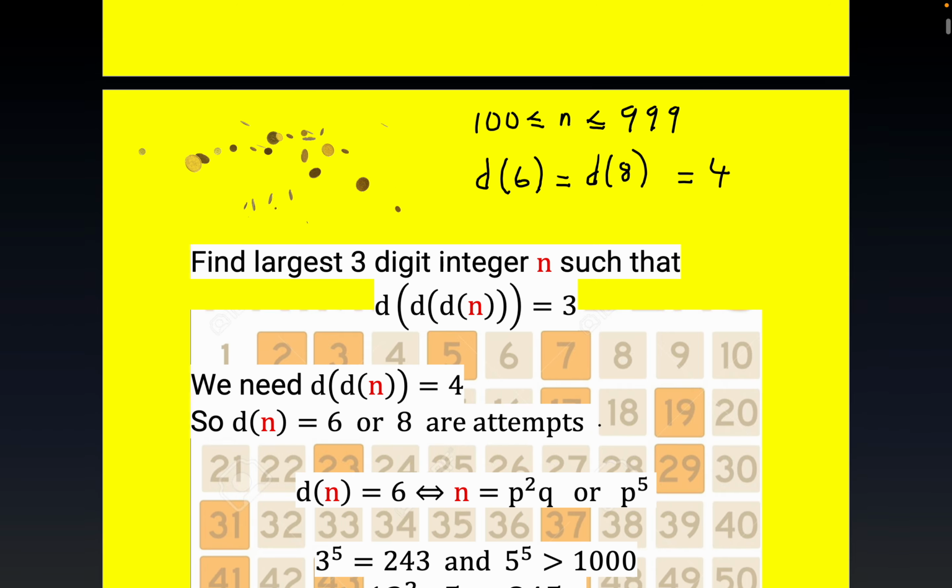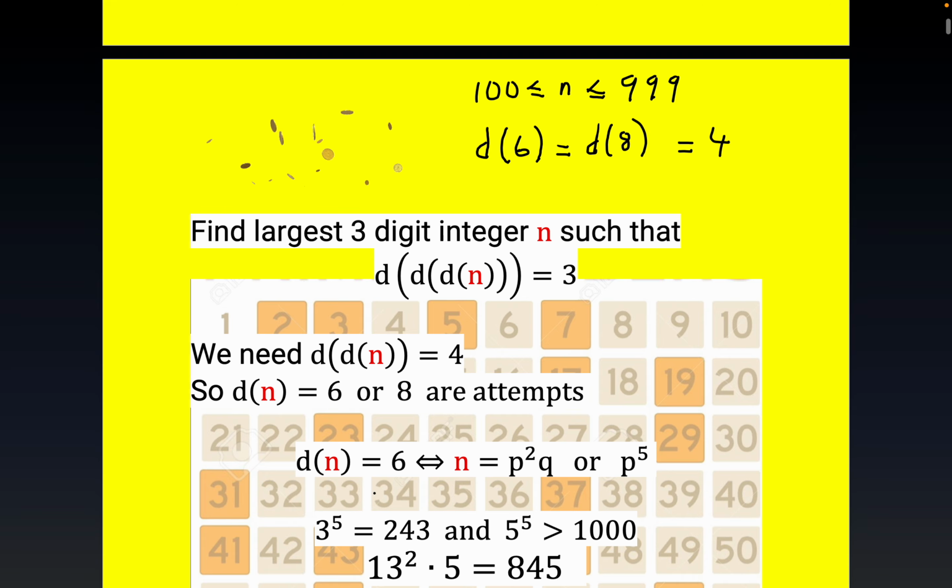Now, the only 2 patterns I found for 6, we'll do 6 first, are numbers of the form p squared q, where p and q are primes, or p to the 5th. P to the 5th definitely has 6 divisors: 1, p, p squared, p cubed, p to the 4th, and p to the 5th. And then there's a known property of incrementing the exponents and multiplying them. So there's 3 times 2 here, and the divisors are easy to enumerate, owing to the uniqueness of the prime factorization. So 3 times 2 is 6, 5 plus 1 is 6.